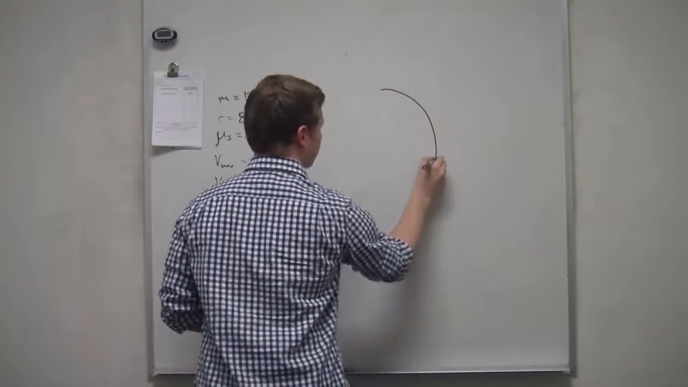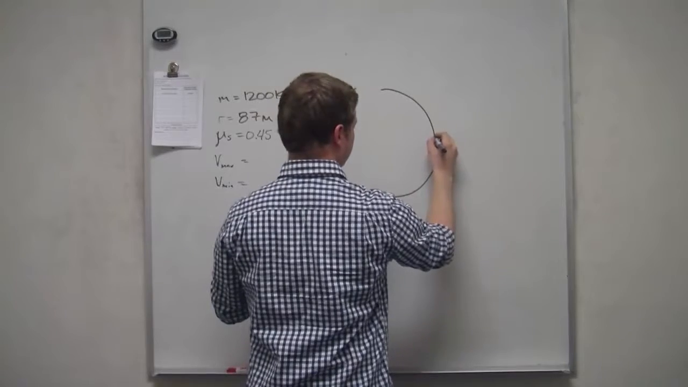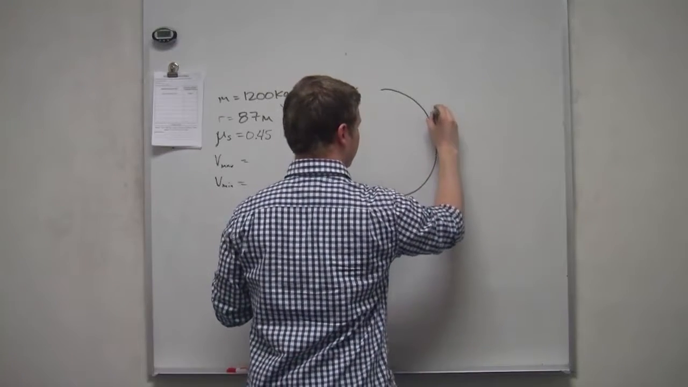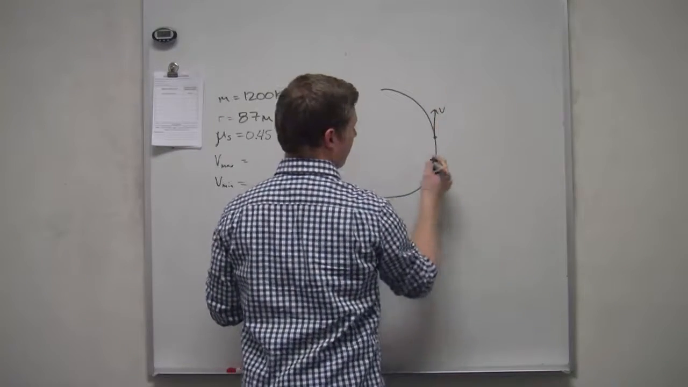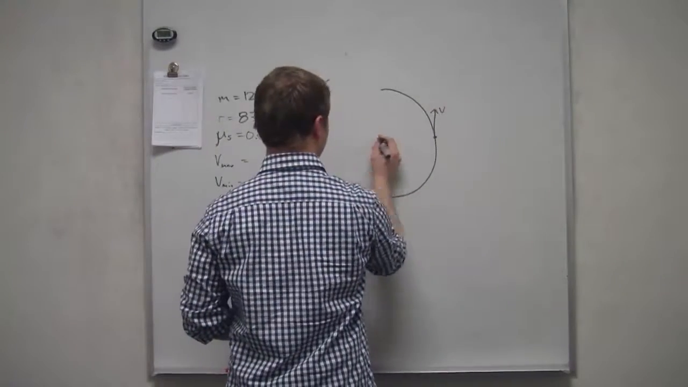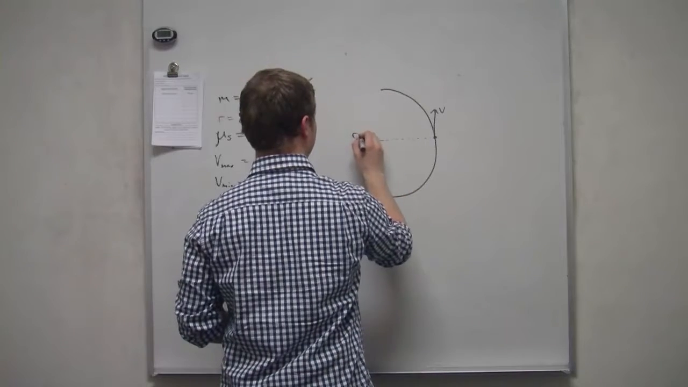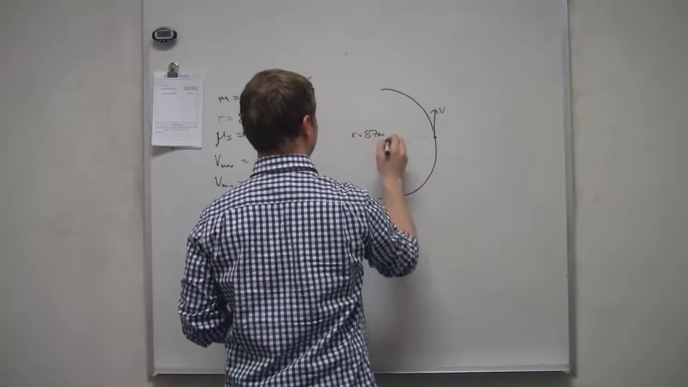So we got something similar to last time, right? We have a curve. It's going around a curve, right? So here's our car, with velocity. What else do we know about it? We know the radius. Yep, so we got a radius, which is 87 meters.